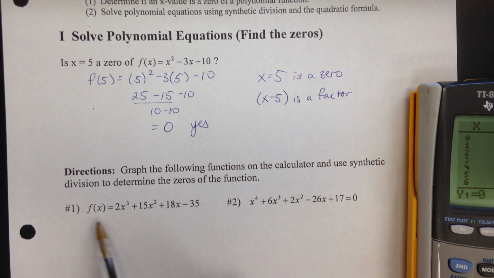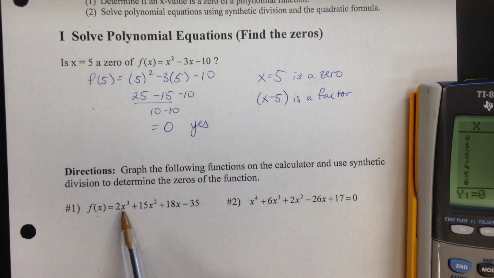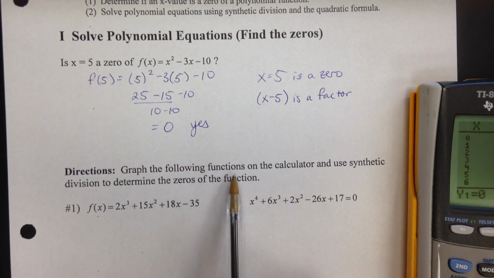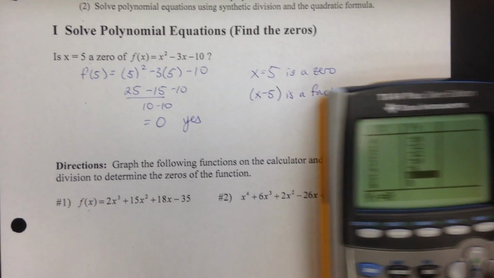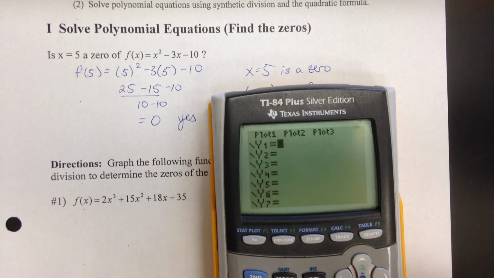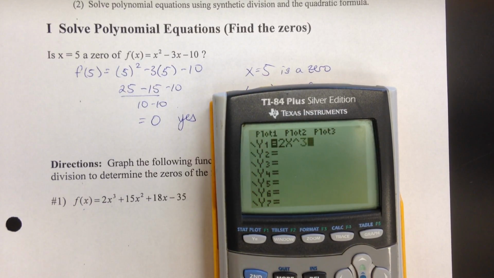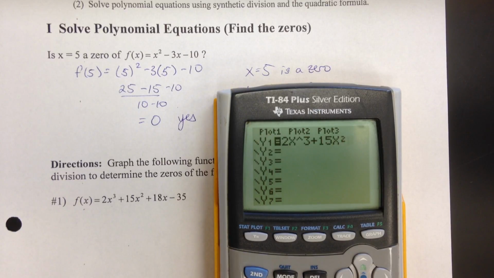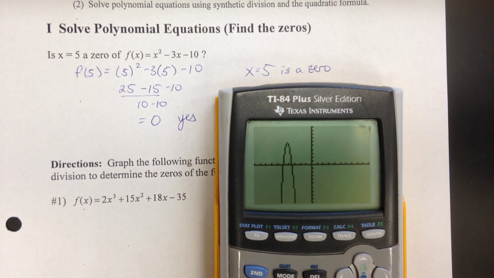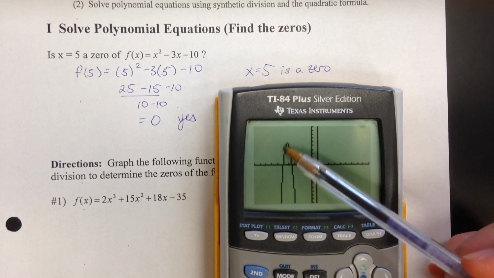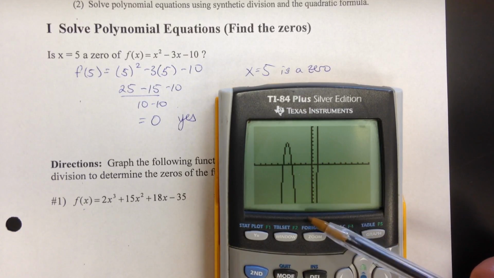Okay, so in number 1 here, f of x equals, and we have this big polynomial, third degree, x to the third is the lead term. Graph the following functions on the calculator, use synthetic division to determine the zeros. Okay, so let's graph this first. So we'll go to y equals, so 2x to the third plus 15x squared plus 18x, and then minus 35. Okay, I'm going to go zoom 6. It's probably not going to show me all of the local maximums and minimums. It does show us the local maximum right there, but obviously the minimum is somewhere down here.